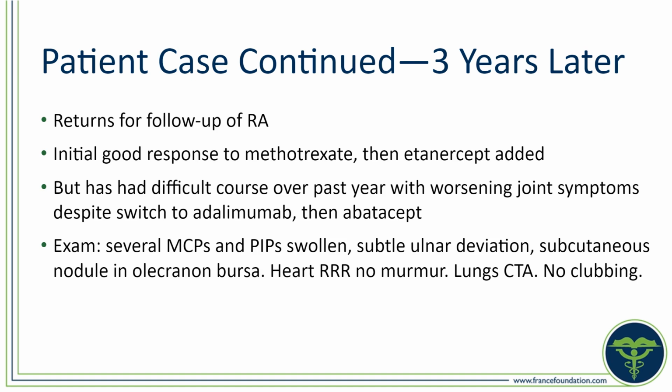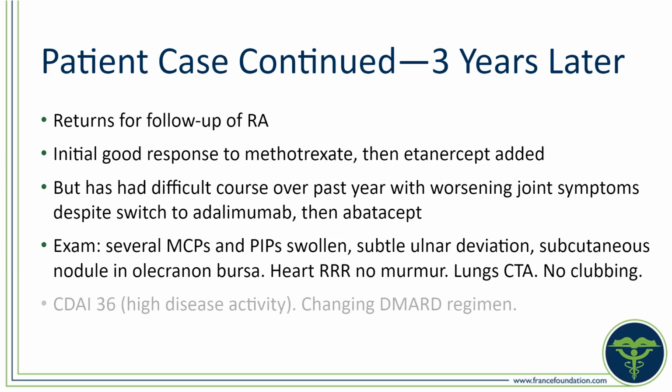Heart is regular rate and rhythm with no murmurs, and her lungs are clear to auscultation, and you didn't detect any clubbing. When you calculate her clinical disease activity index score today, it's 36, which puts her in high disease activity, and you start talking with her about changing her disease modifying regimen.